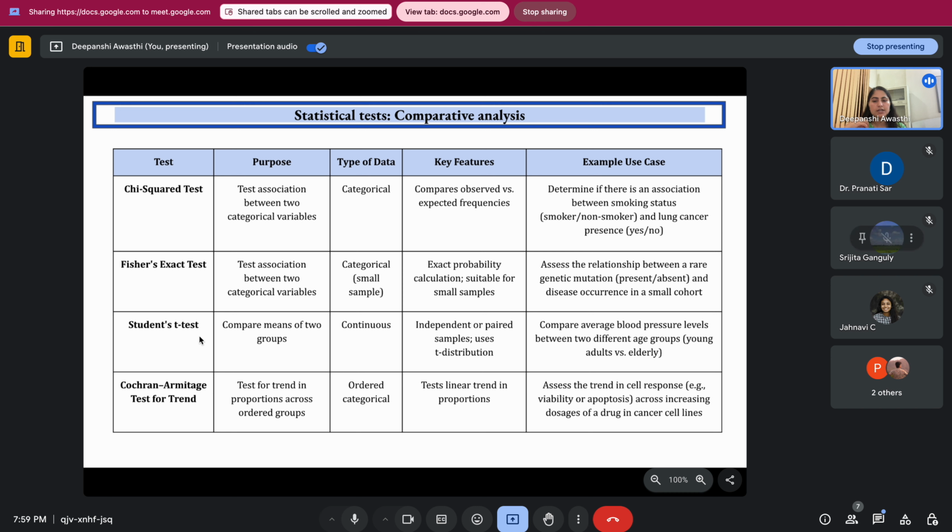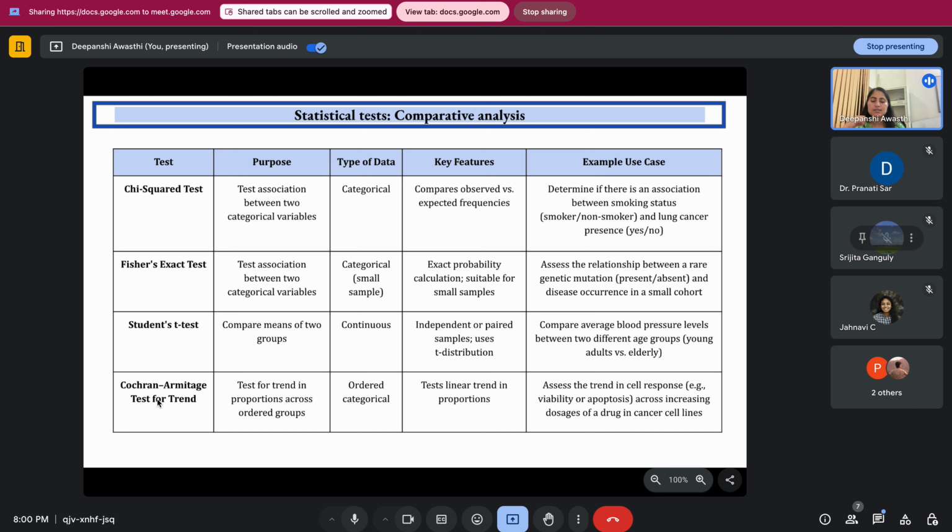Then comes the student t-test. It compares the means of two groups. For example, if you want to check the average blood pressure levels between two age groups, the average blood pressure among young adults and elderly people, very old age people. So you can compare among them. It will give you a number: the mean blood pressure.